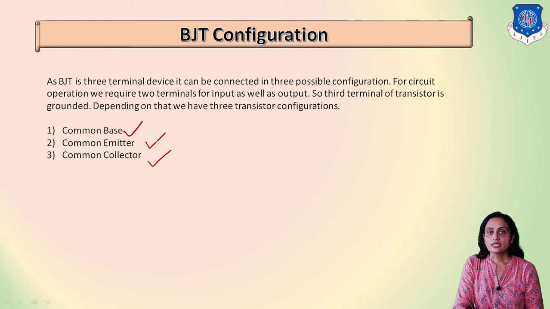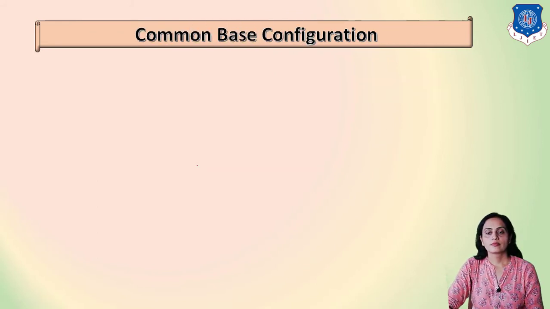When we are discussing the common base configuration, that means the base terminal is grounded, and common emitter means the emitter terminal is grounded. Common collector means the collector terminal is grounded. Let us see the common base configuration.